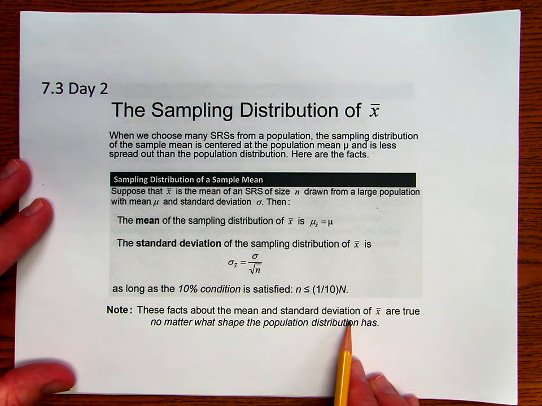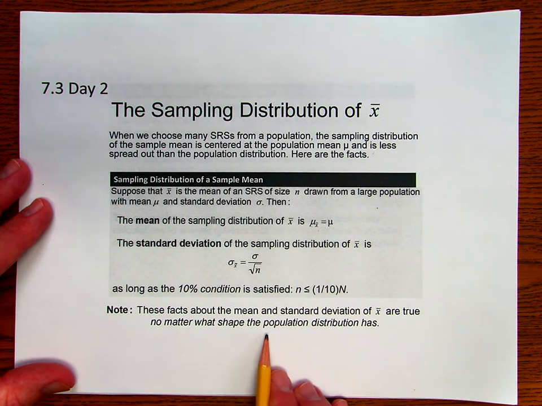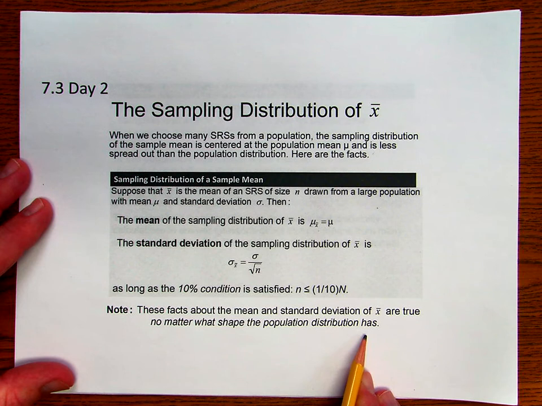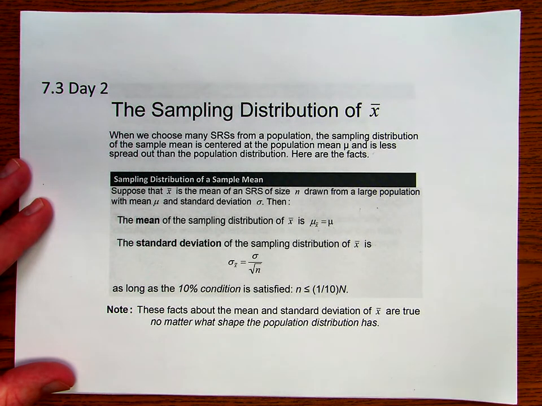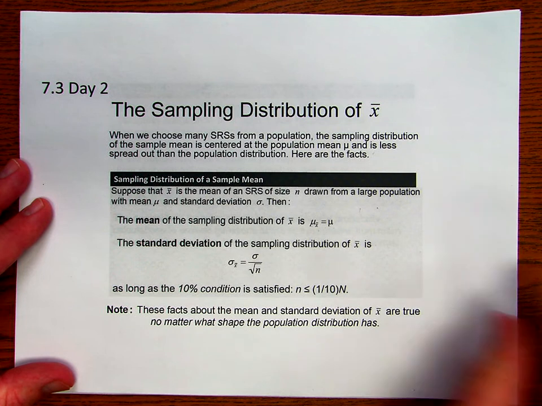These facts about mean and standard deviation are true no matter what shape the population distribution has. So whether we know it's approximately normal or know it's distinctly not normal, these particular facts have no bearing on the population distribution.